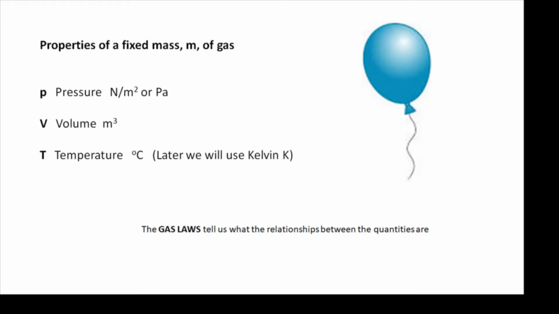The pressure of the gas is measured in newtons per meter squared, or Pascal. Atmospheric pressure is about 100 kilopascal. The volume is in meters cubed, and the temperature, for the moment, we're going to use degrees centigrade. Later on we'll go on to Kelvin. And the gas laws basically tell us the relationships between these three quantities: pressure, volume and temperature.